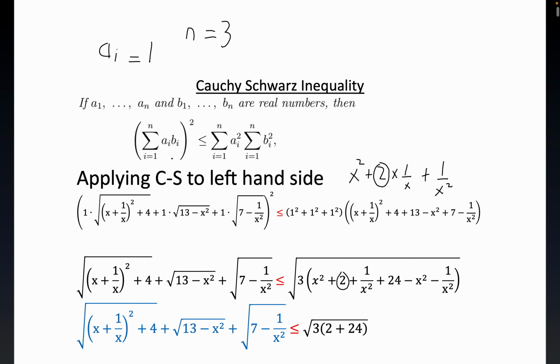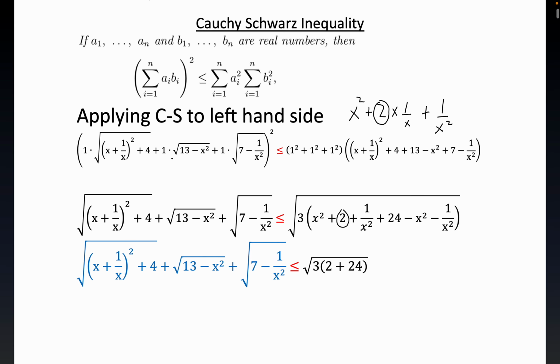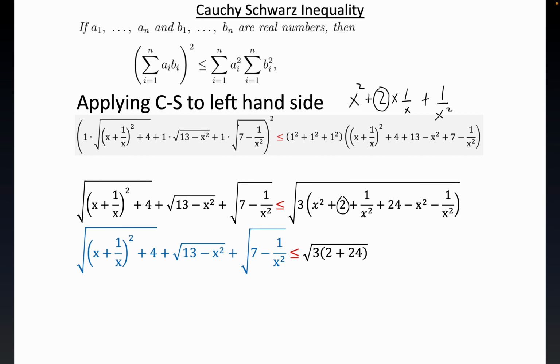So where does this lead us? The rest of this is just consolidating, collecting like terms. All the constants from up here added up to 24. The constants 4, 13, and 7 added up to 22, and then when you add this 2 to this 24, you get this statement right here. And this, of course, is equal to the square root of 78. So we proved what we set out to prove.